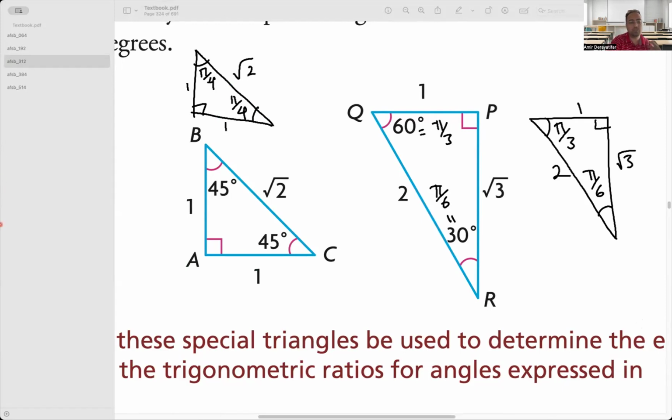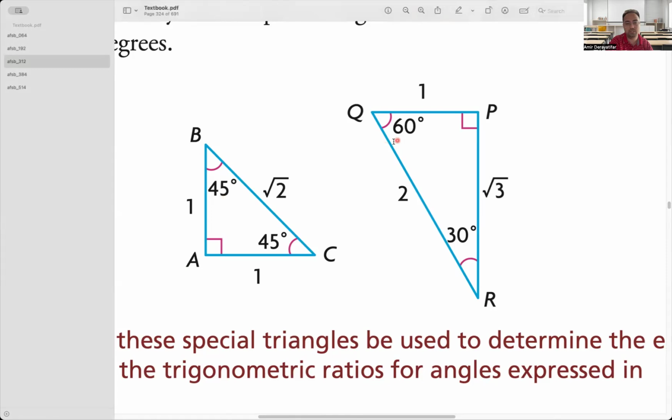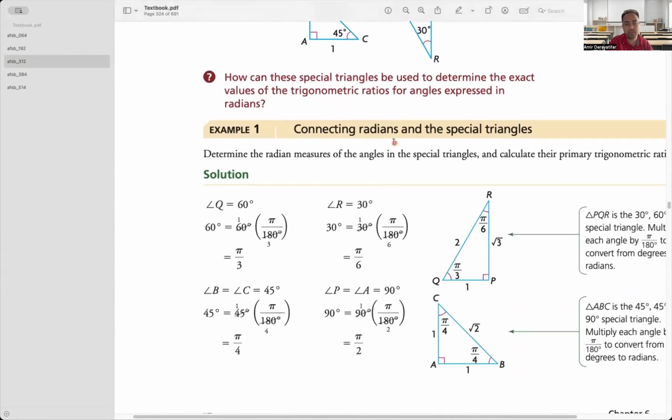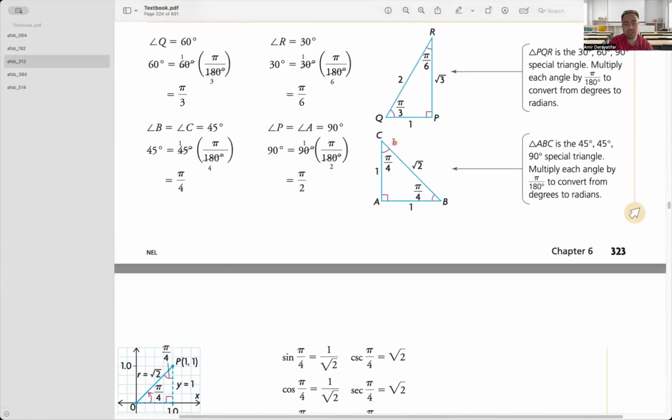Okay. So moving forward, make sure you remember. You have to memorize them. This triangle will not be given to you in the exam. You have to memorize them. Okay, we did that already.